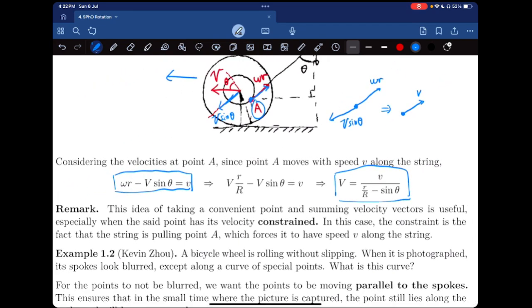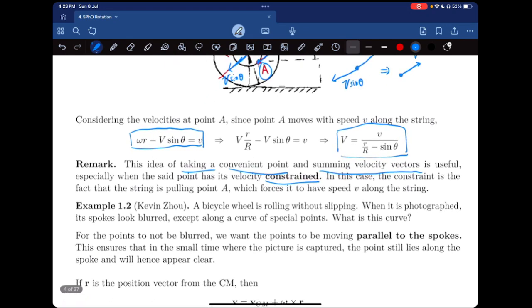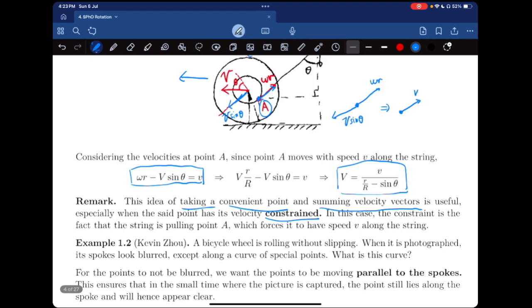So the lesson to learn from this example is that you can take a convenient point, some velocity vectors at that point, and then constrain the velocity of that point. So constraints are usually found in the form of, in this case, strings, and sometimes you can see inextensible rods or other objects out there. The point is that if you have some point that is being constrained, then use it to your advantage in solving problems. So that's what this shows you.